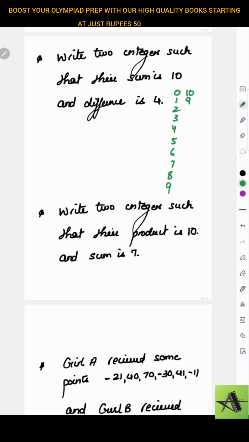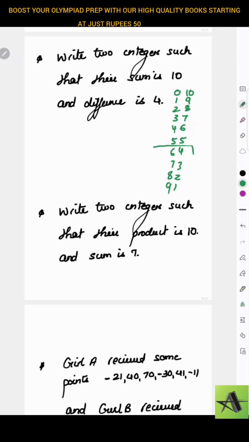Now next is, if it's 2, then it has to be 8. So what I'm doing, I have increased the first number by 1, so I have to decrease the second number by 1 so that my sum will remain the same, that is 10. So 7, 6, 5, 4, 3, 2, 1.